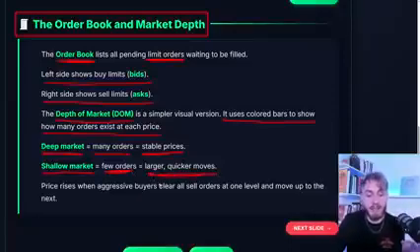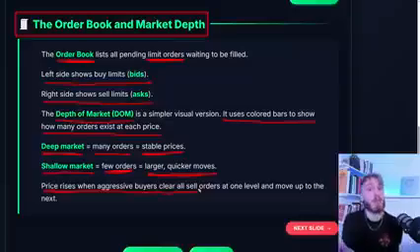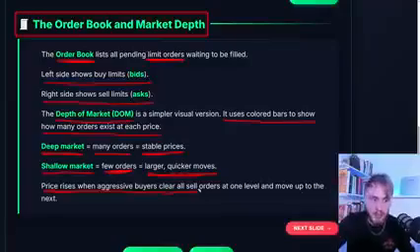And here, and this is very key, the price rises when aggressive buyers clear the sell orders, because this is the only way for the price to move. Or the opposite can of course also be true. If aggressive sellers clear the buy limit orders, the market also moves. But now let's jump in and take a look at order book and depth of market.